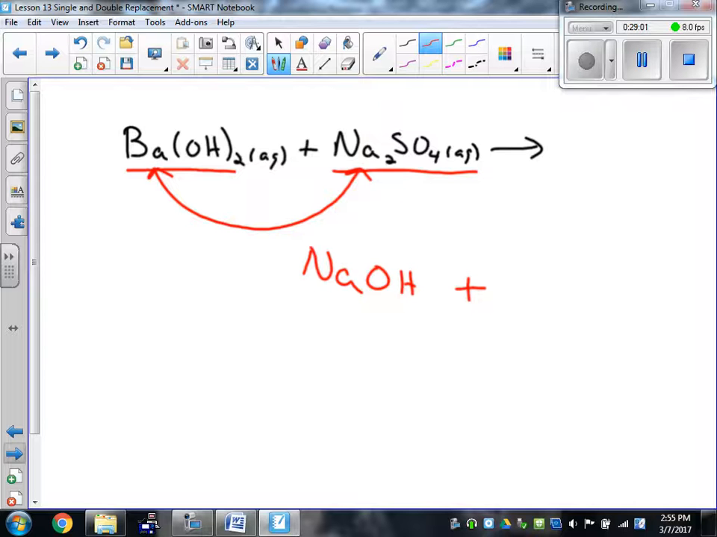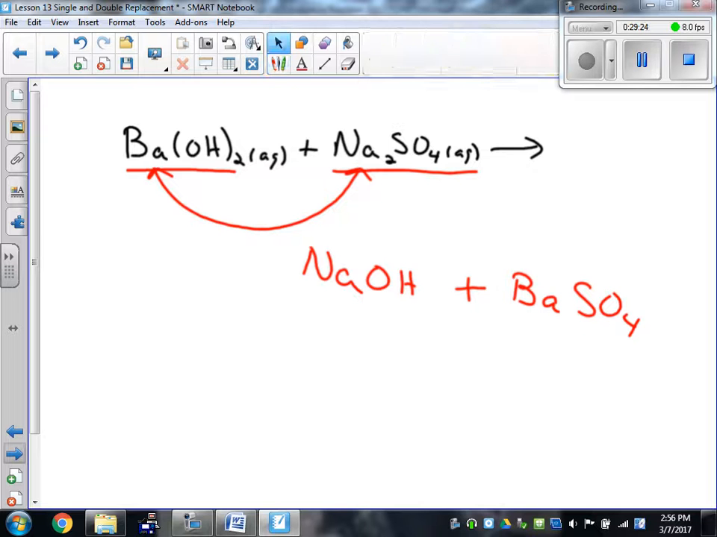And barium is going to come over and take the place of sodium here. So barium is going to go with sulfate, SO4. Barium is a 2 plus, sulfate is a 2 minus. Swap, drop, and reduce. Now, this is important. Very important. We need to know, in a double replacement reaction, we usually get a precipitate, a solid that's formed.